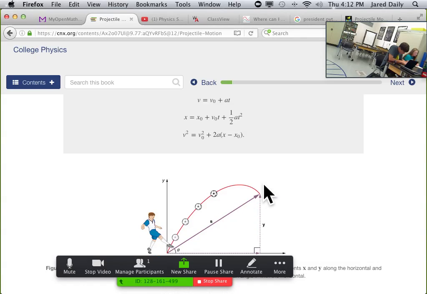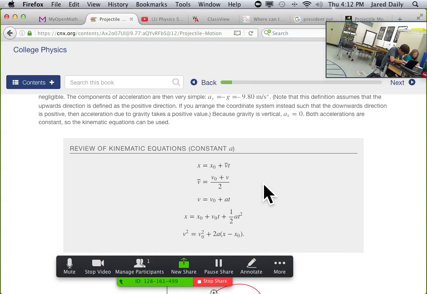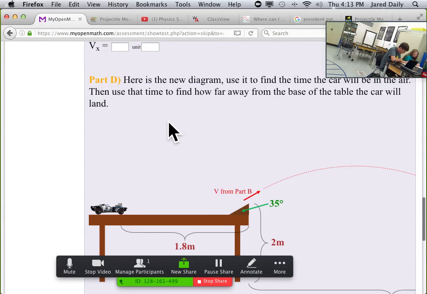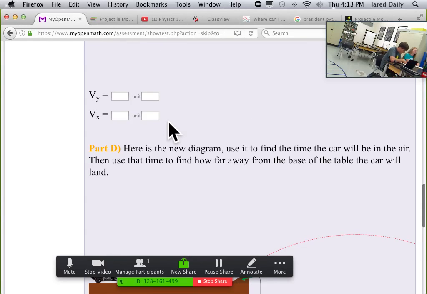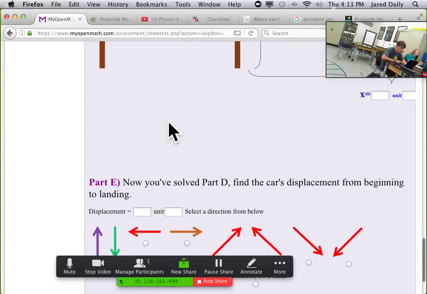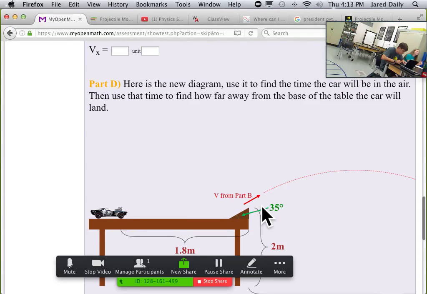And then, once you've got those done, then you use trigonometry to get the x and y components in part C. And then part D is where it gets a little bit challenging, right? In part D, they want you to calculate how long it's going to be in the air, and then how far from the table it's going to land. So how long it's going to be in the air is going to depend on its y direction motion, because it's going to be just like an up and down motion in y.